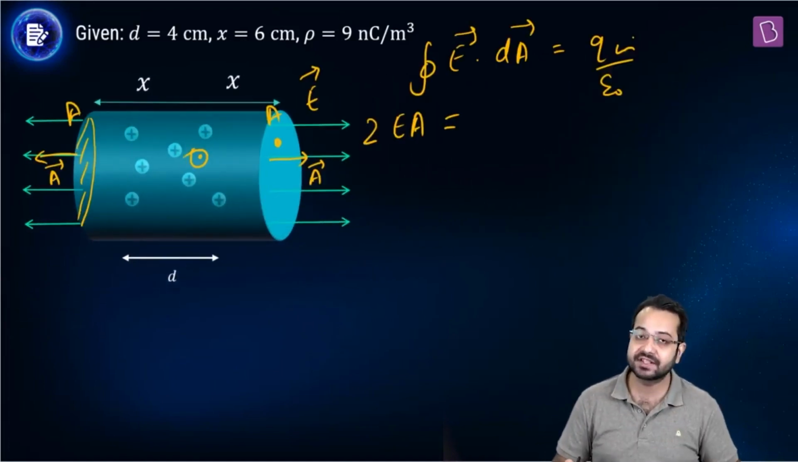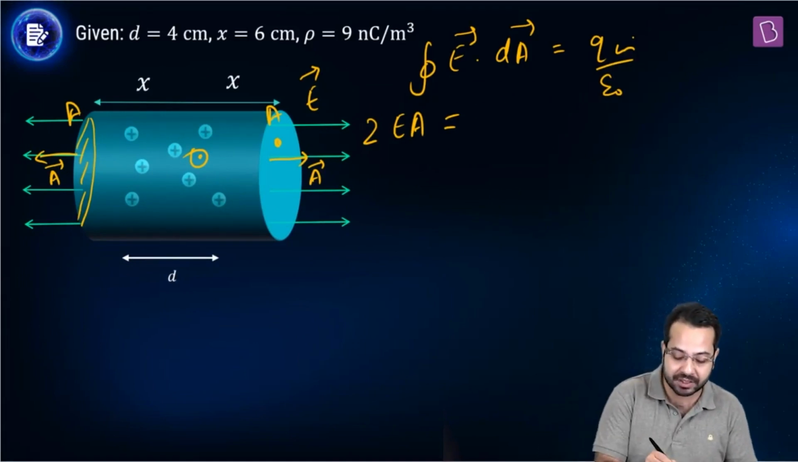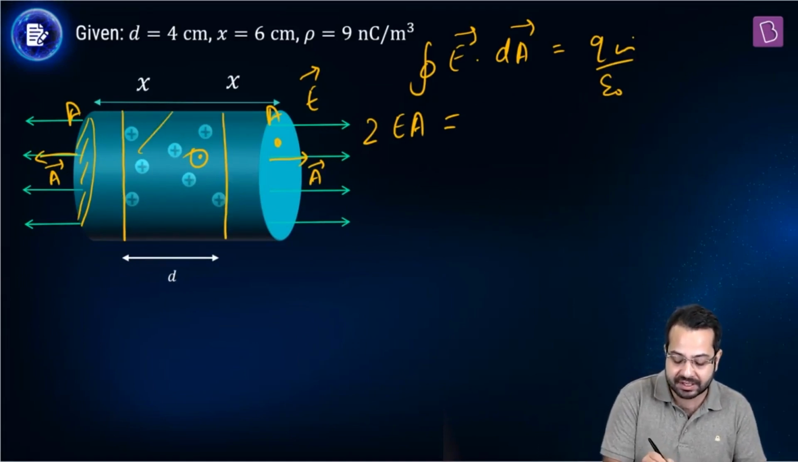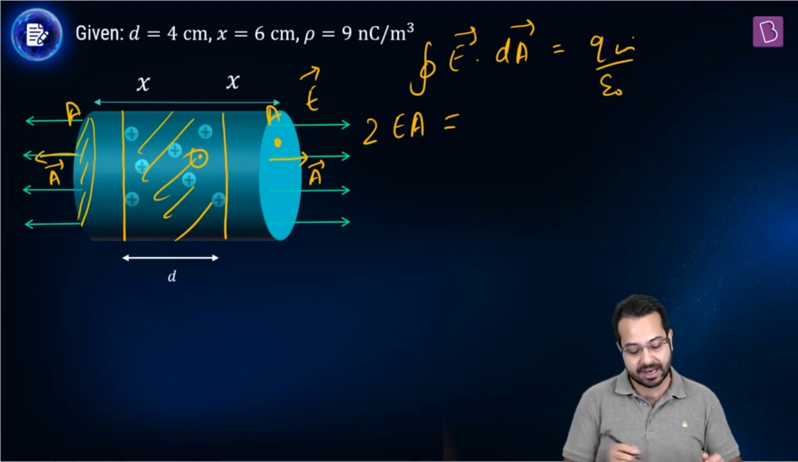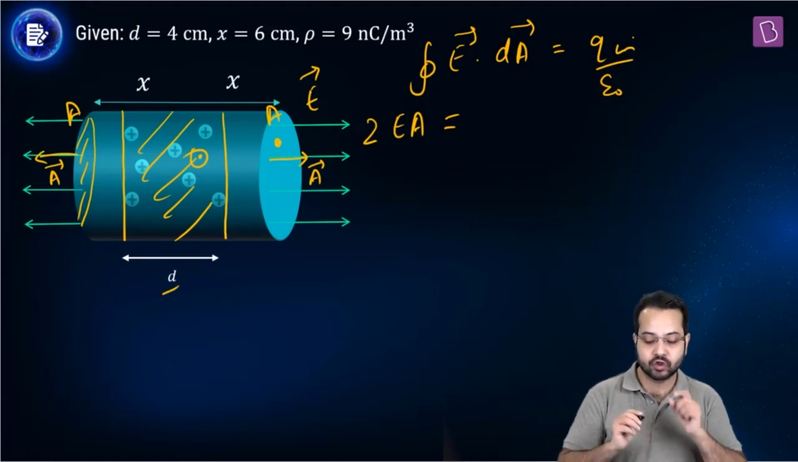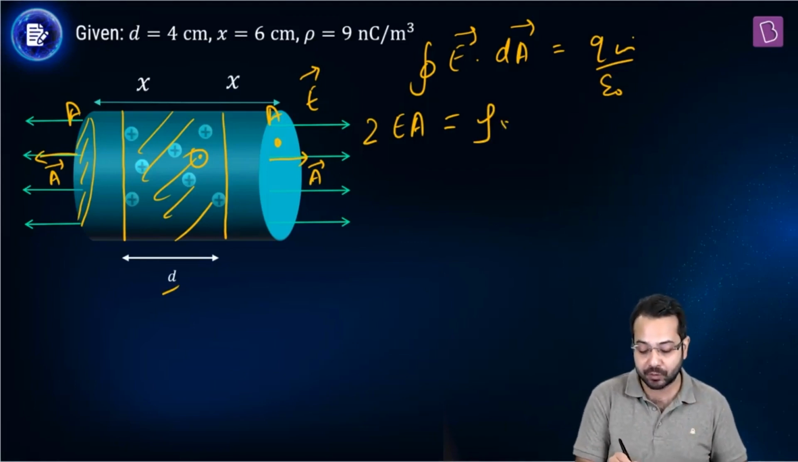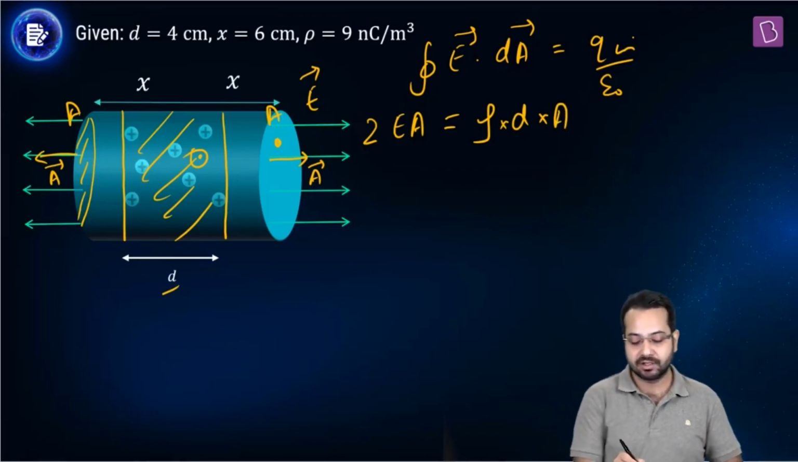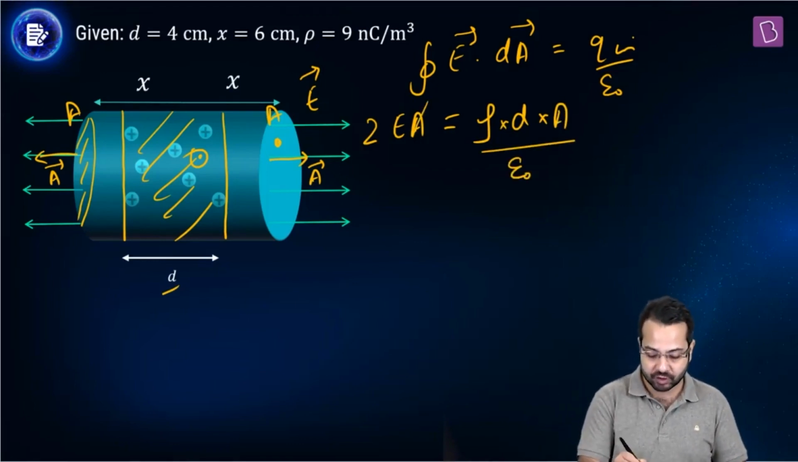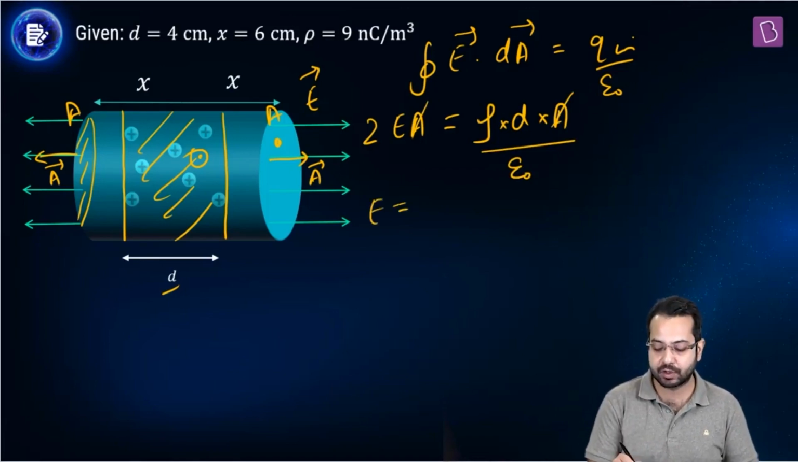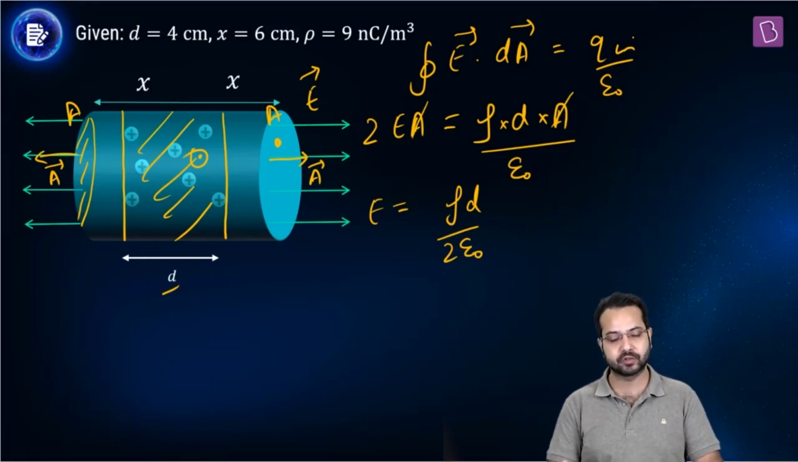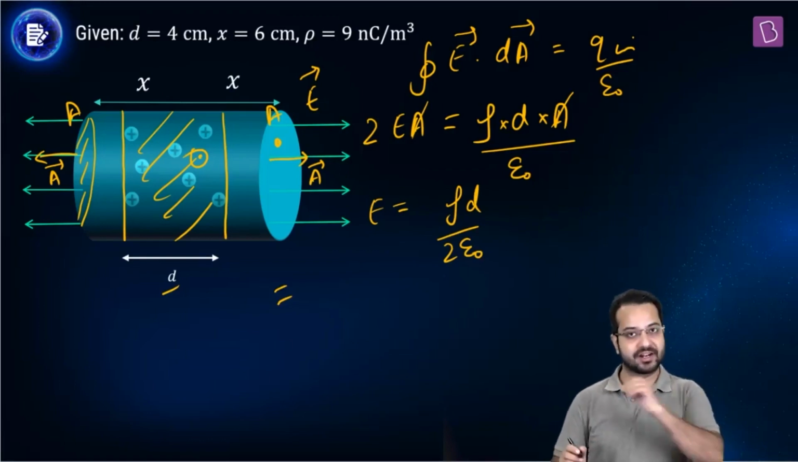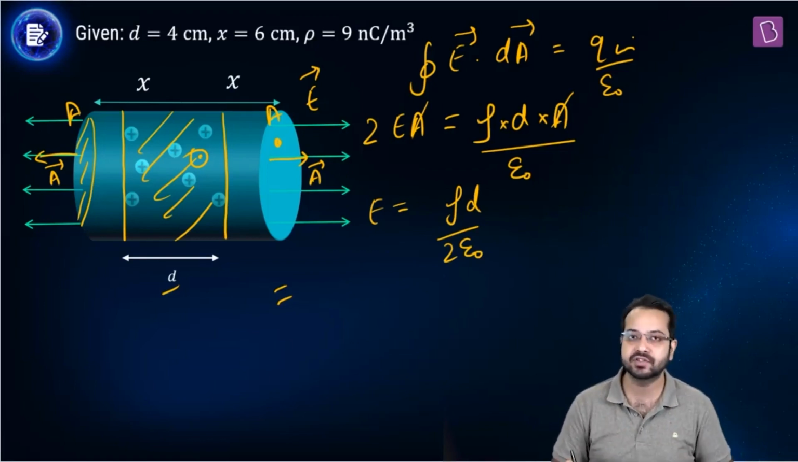All right. So if this is the situation, what will be the Q inside? It will be the charge inside this volume. What about this volume? It has an area of cross section A and it has a length of D. So this is going to become rho, which is charge per unit volume, into the volume. Volume is going to be D multiplied by the area, divided by epsilon naught. Okay, so A and A gone. We have E is equal to rho D upon 2 epsilon naught. Okay, so sorry, that is not going to be my answer. That is my expression. Now I have to substitute and find the answer.